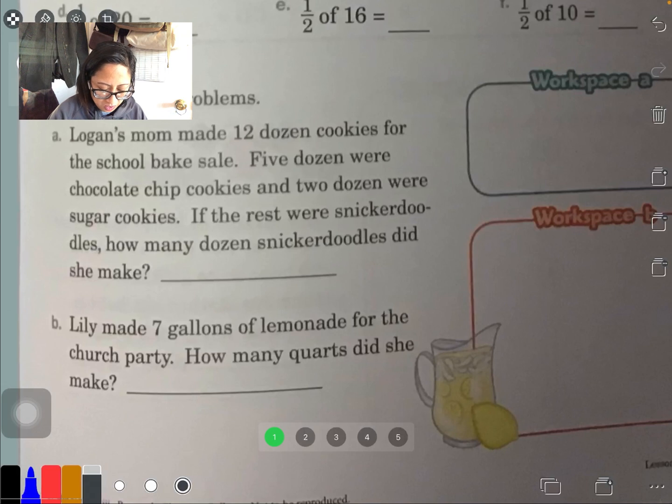Number 3. Logan's mom made 12 dozen cookies. Wow, that's a lot of cookies. For the school bake sale. 5 dozen were chocolate chip cookies and 2 dozen were sugar cookies. If the rest were snickerdoodle cookies, how many dozen snickerdoodles did she make?